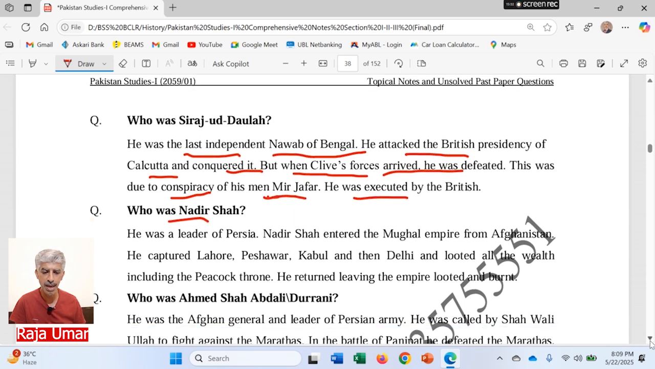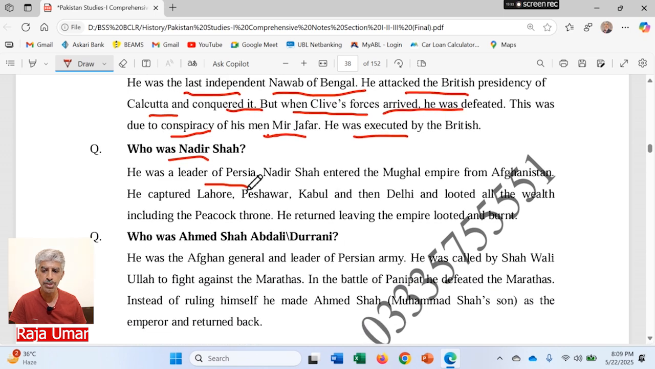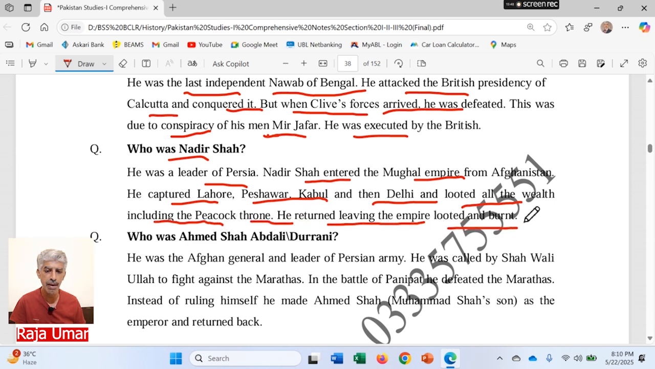Who was Nadir Shah? Nadir Shah was the Persian ruler. He was the leader of Persia. Nadir Shah entered the Mughal Empire from Afghanistan. He captured Lahore, Peshawar, Kabul, and then Delhi and looted all the wealth, including the peacock throne. He returned, leaving the empire looted and burnt.